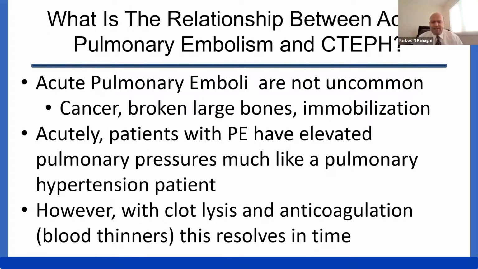So let's approach this then from the angle of the clot itself. You may or may not be familiar with acute pulmonary embolism. This is a condition where a clot, usually originating in the leg or sometimes in the arms or elsewhere, dislodges and then lodges itself into the lungs, and the patient can become quite sick very quickly.